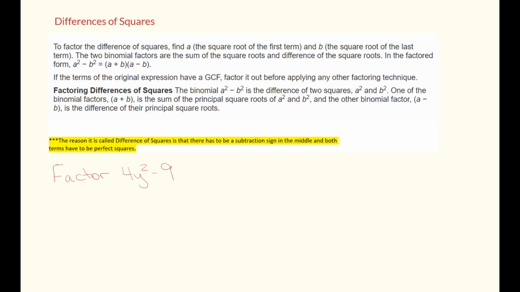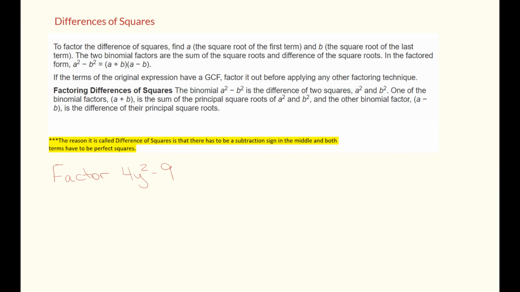In this lesson, we'll be talking about the difference of squares. The reason that it's called a difference of squares is that there has to be a subtraction sign in the middle of both terms, and both terms have to be perfect squares. So you can see right here, if you have a squared minus b squared, that's going to equal a plus b times a minus b. If you want to pause it and read the rest, you can.